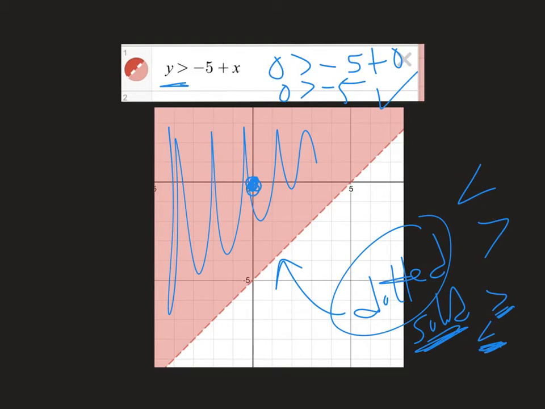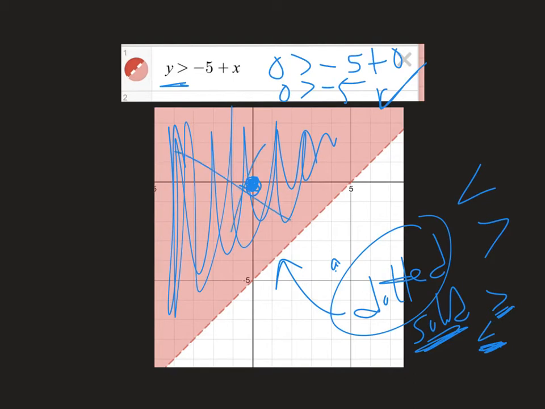I don't use the origin when it's on the line, but as long as the origin's on one side of the line or the other, right? So if I check the origin and I get a true statement, I shade where the origin is. If I check the origin and it's not true, I don't shade that region. All right?